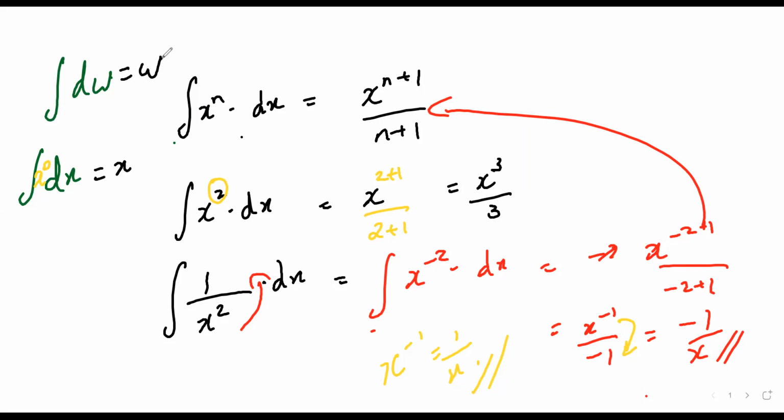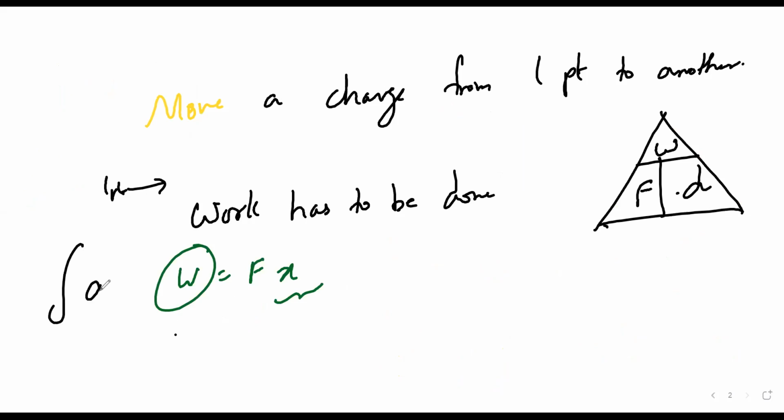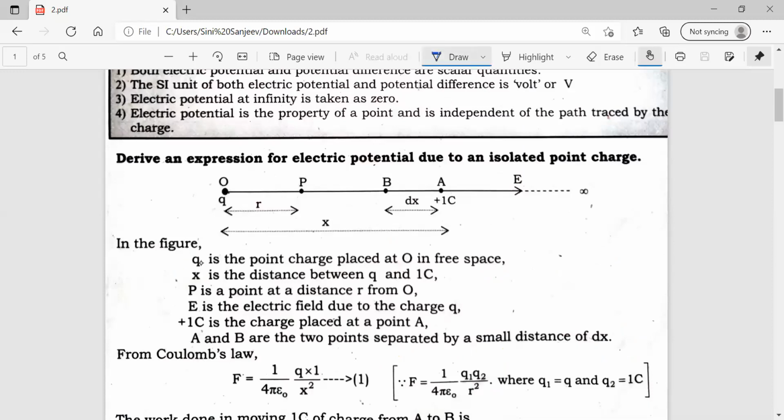So instead of this W, what I can put is the integral of dW. Obviously the meaning of this is integration only. So what I'm trying to do in this particular question is go from infinity to r, infinity to this particular point. I want to move the charge.